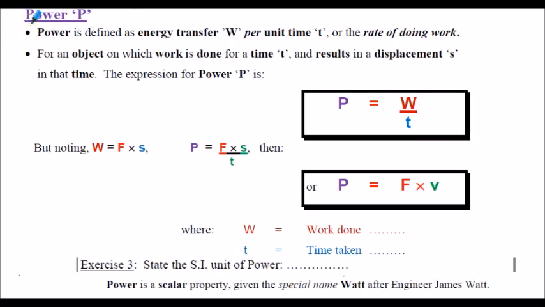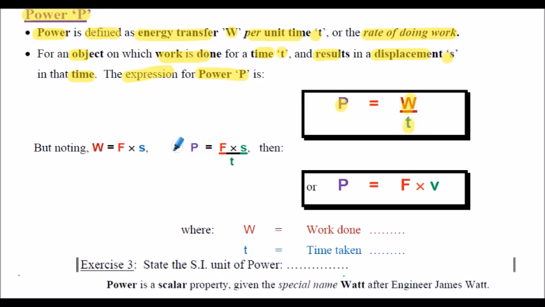Let's briefly consider power. Now, power is defined as energy transfer, in other words, work per unit time t, also termed the rate of doing work. For an object on which the work is done for time period t, and this results in a displacement s in that time, the expression for power, P, is shown in the box. So power is simply the work done divided by the time taken.